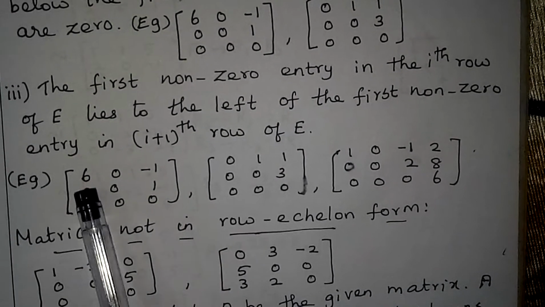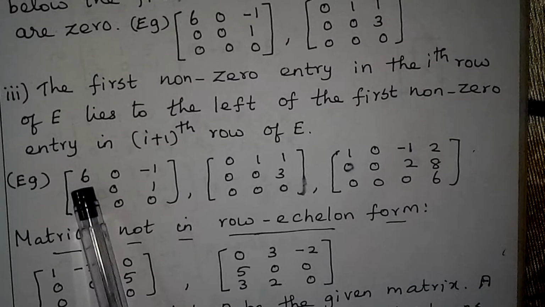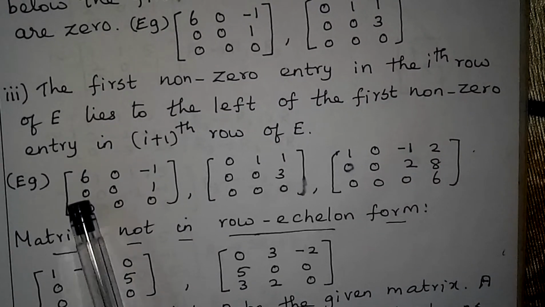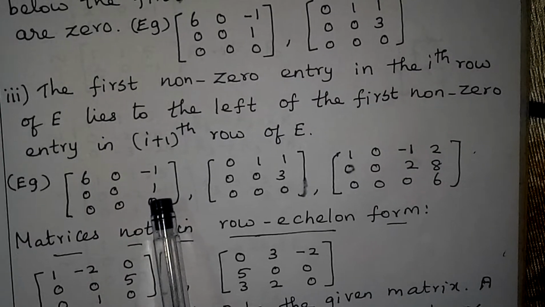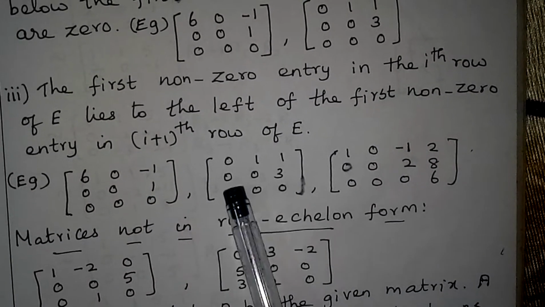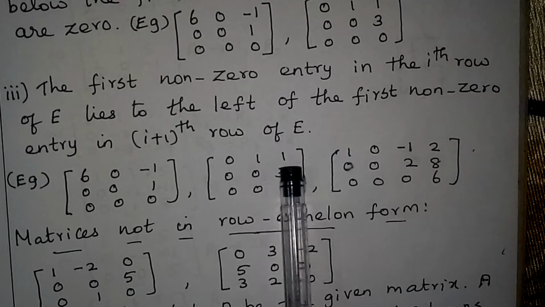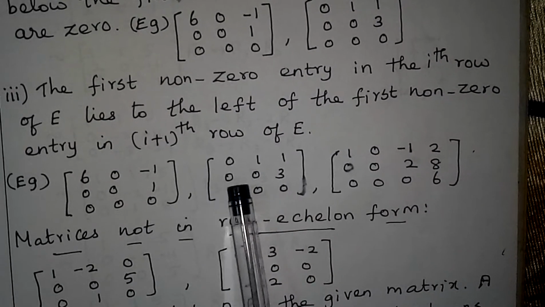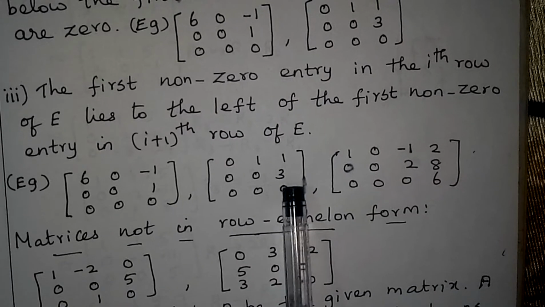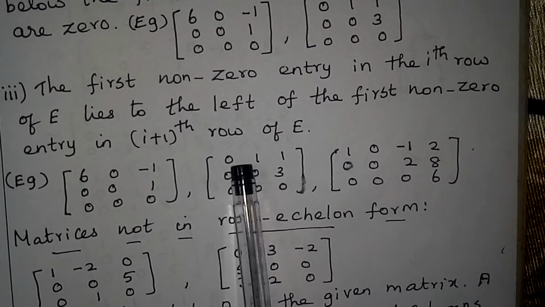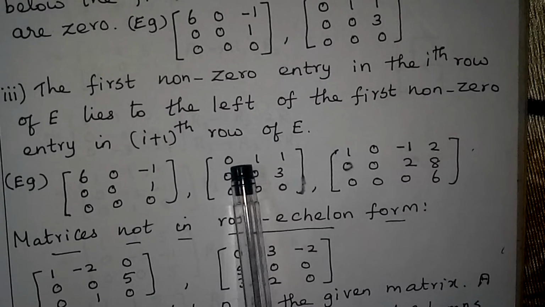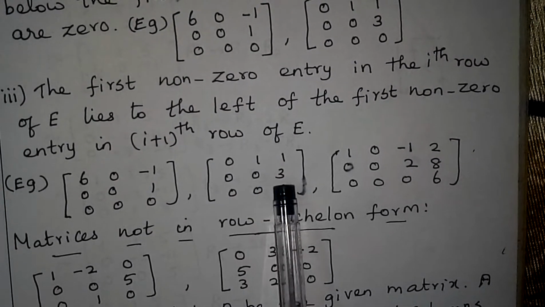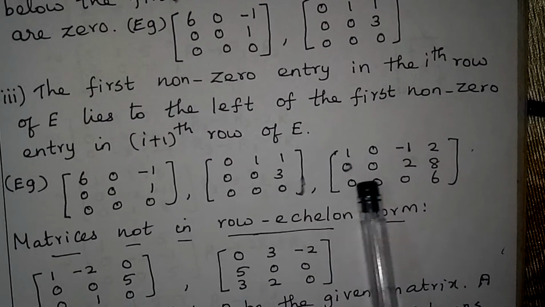So the first non-zero element in the first row lies towards the left side of the first non-zero element in the second row, isn't it? In the same way you see here, in the first row the first non-zero element is 1, it is here, and in the second row the first non-zero element is 3, it is here. So the first non-zero element in the first row lies towards the left side of the first non-zero element of the second row. Same way here also you can see.